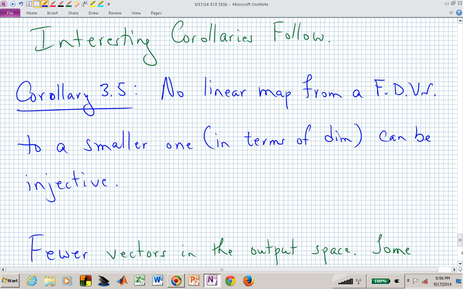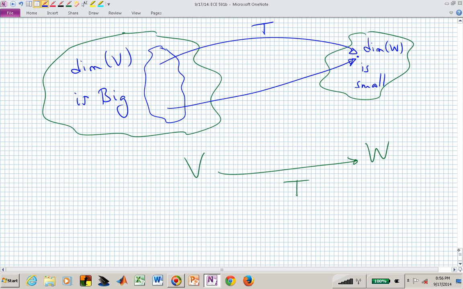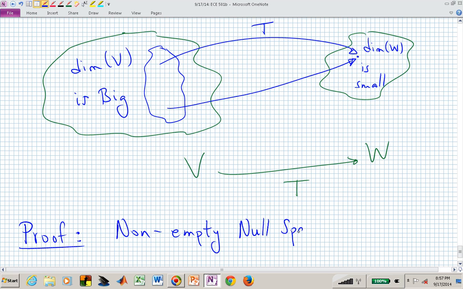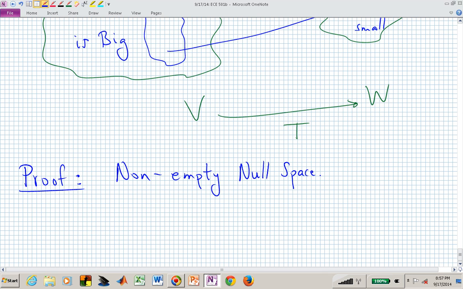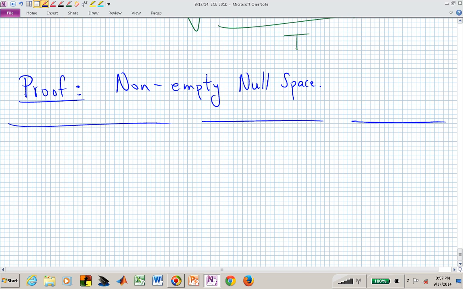And the proof of that is actually because in this case we have a non-trivial null space in our domain. And that's the proof. We can now take many different vectors that are different, but yet they map into the same point in the codomain. That's going from big dimension to smaller dimension.